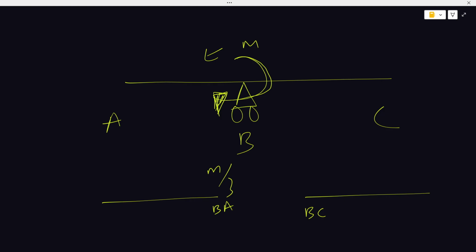So let's say based on the distribution, my distribution moment ended up to be M over 3 at BA and 2M over 3 at BC. Do you get? So I have a joint and members connected to the joint. Detaching them from the joint, when I distribute the moments here, what would I have in this place? That is the distribution moment.